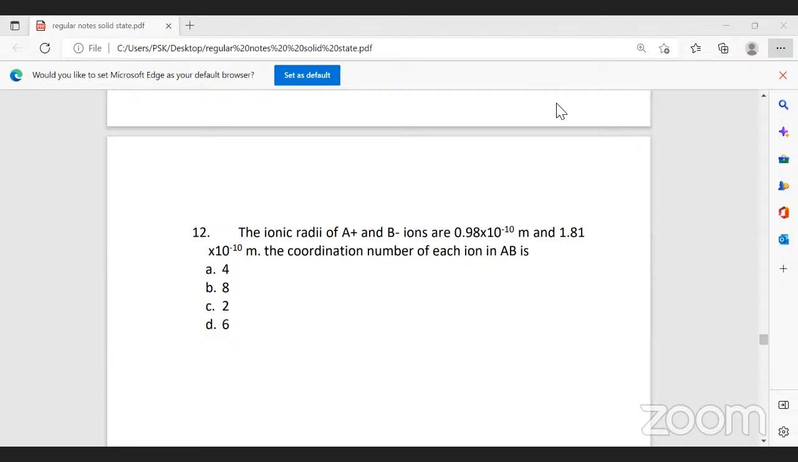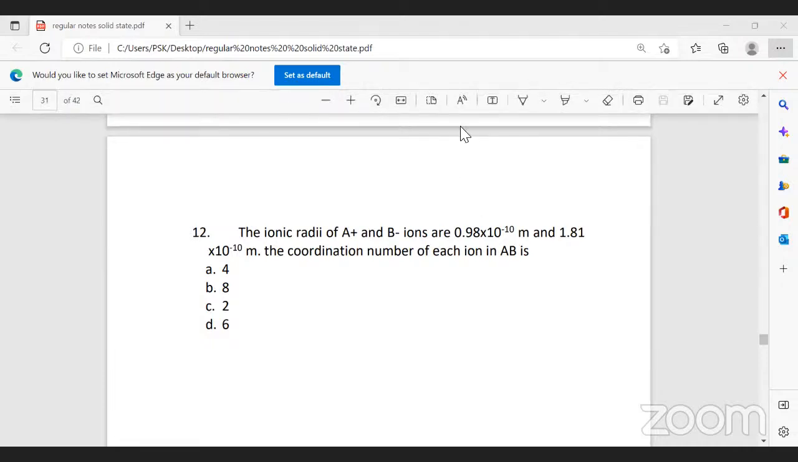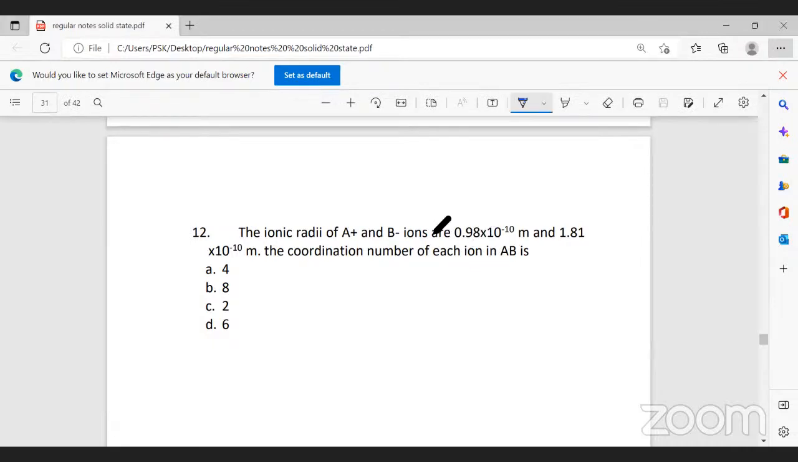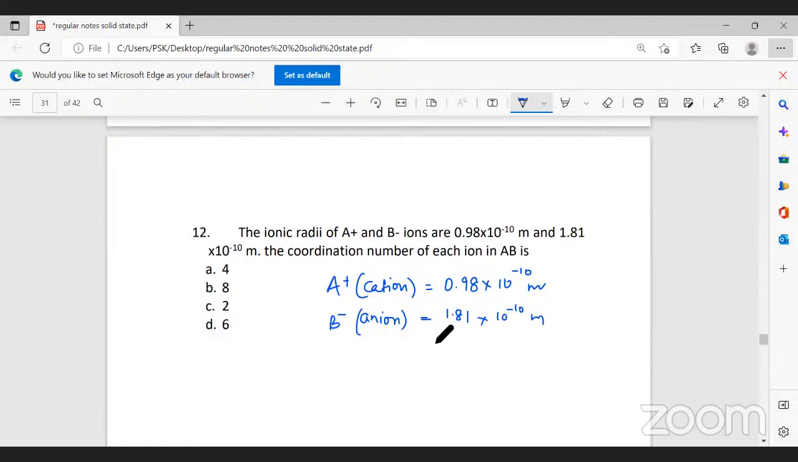Now, the ionic radii of A plus and B minus are given. A plus is a cation. Positive charged ions are called cations. They have given the ionic radius as 0.98 into 10 to the power minus 10 meters. And B minus is an anion. Negative ions are called anions. They've given the radius as 1.81 into 10 to the power minus 10 meters. They're asking you to calculate the coordination number.